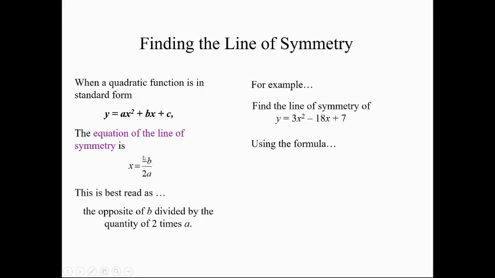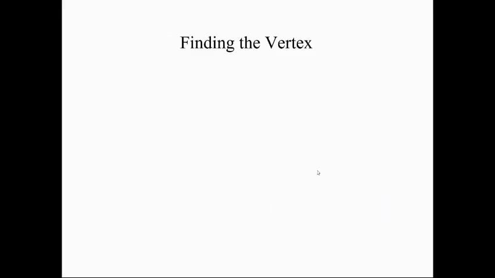So we're going to use the formula. x is equal to the opposite of b, or negative b, divided by 2 times a. So I got my negative 18. Well, what's the opposite of negative 18? That's positive 18. And then our a value is 3, 2 times 3. 2 times 3 is 6, so 18 divided by 6 is 3. So the line of symmetry is at x equals 3. Remember, the equations for these lines are vertical lines, so it's x equals whatever the x value is.